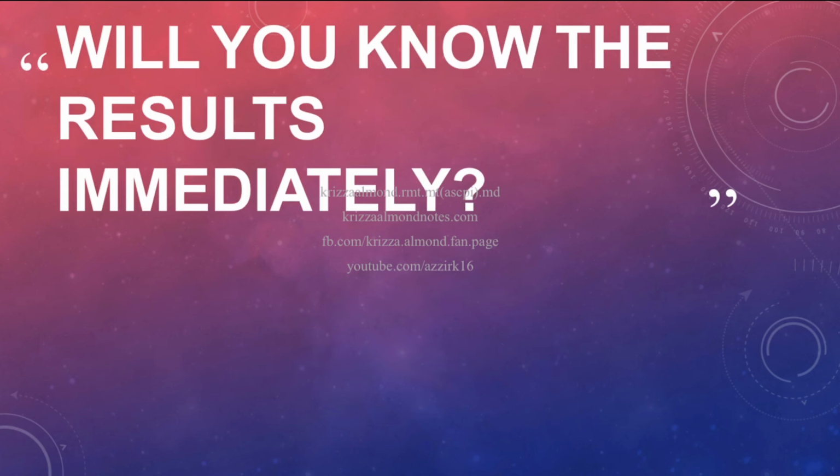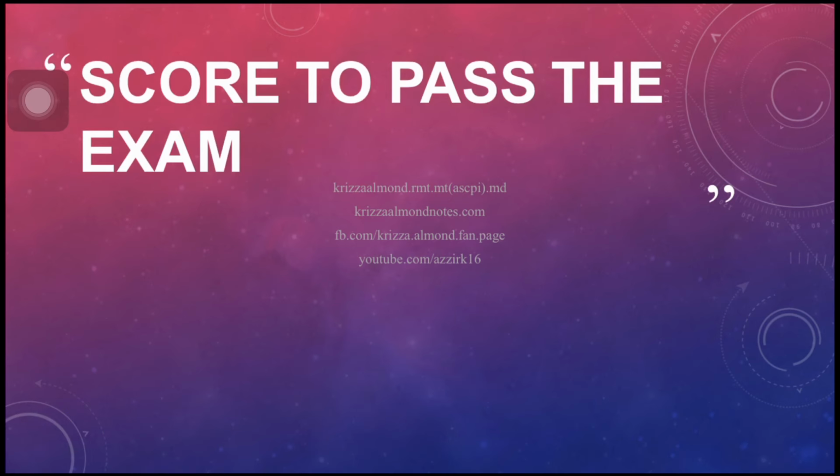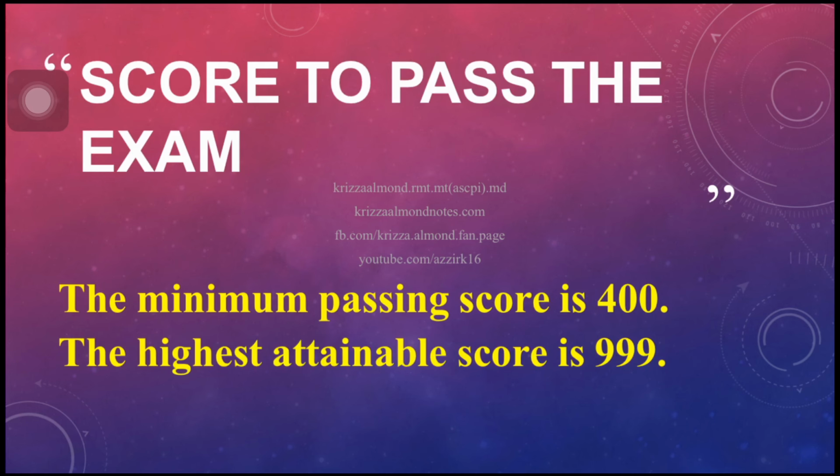Will you know the results immediately? Yes. Your preliminary test results, like pass or fail, will appear on the computer screen once you hit the finish button in your computers. Score to pass the exam according to the document that we can download in the ASCPi website is minimum passing score of 400 and the highest attainable score is 999.